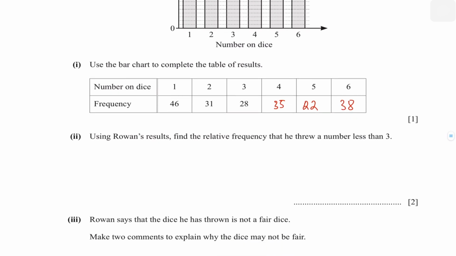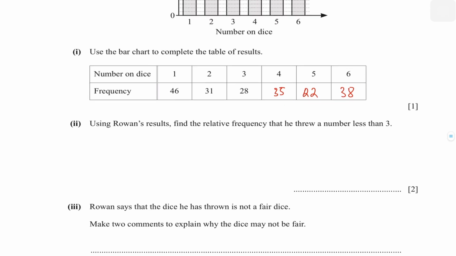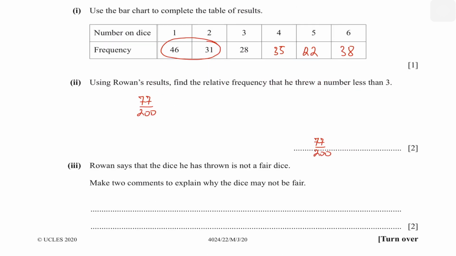Using Roman's result, find the relative frequency that he threw a number less than 3. Alright, so less than 3 means it can be a 1 or a 2. So basically I have to find the probability that his score is less than 3. So 46 plus 31 is equal to 77. So I'm going to divide this by 200. And since I can't simplify it any further, 77 upon 200 is going to be my final answer.